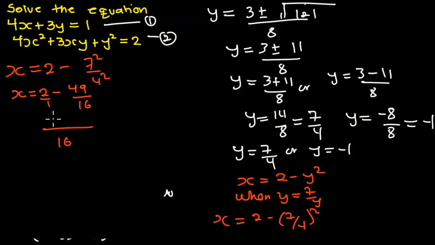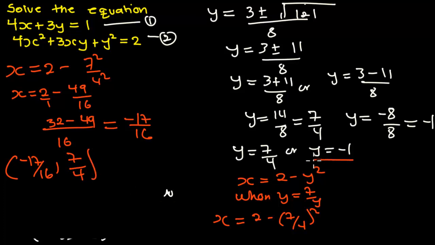So this is 2 over 1. 1 into 16 is 16, 16 times 2 gives us 32, minus 16 into 16 is 1, and then 1 times 49 is 49. So this will be equal to 32 minus 49, which gives us minus 17 all over 16. And so we have x equal to negative 17 over 16, and y equal to 7 over 4.